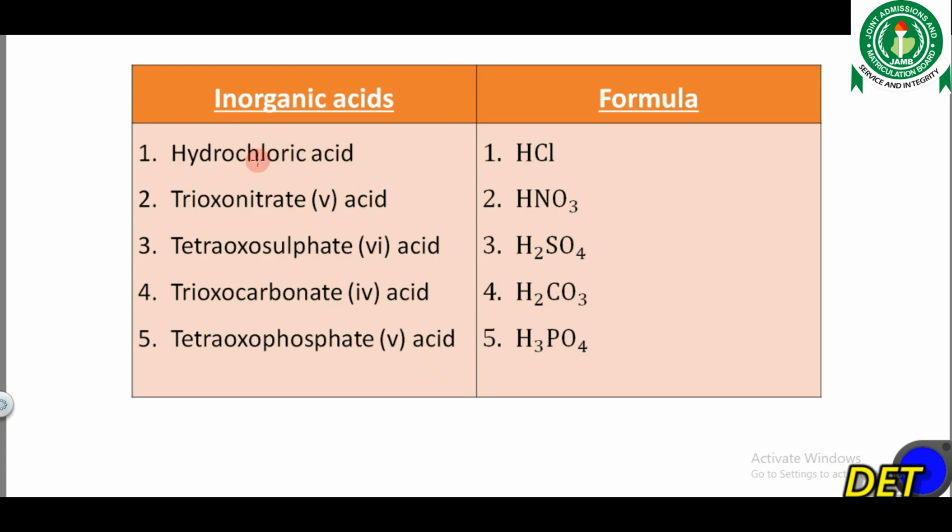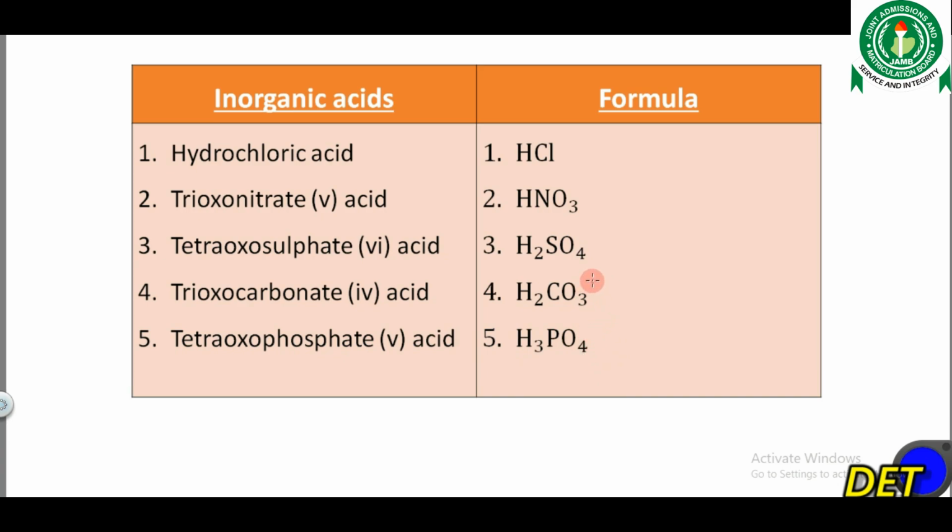Then this is a table that shows inorganic acids and their formula. We have hydrochloric acid. This is the formula HCl. We have trioxonitrate acid. The formula is HNO3. We have tetraoxosulfate 6 acid, H2SO4. We have trioxocarbonate 4 acid, H2CO3, and then we have tetraoxophosphate 5 acid. And this is the formula H3PO4, right?